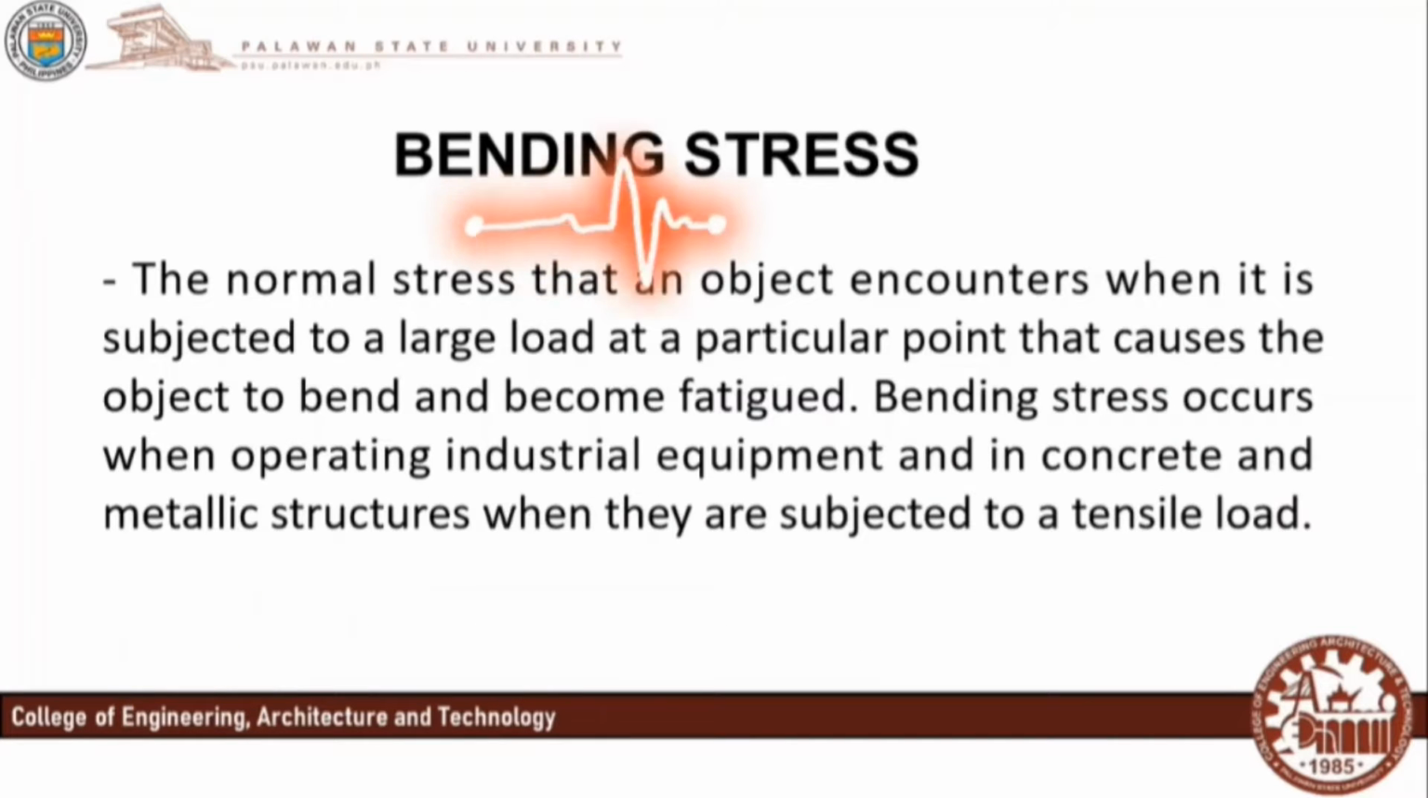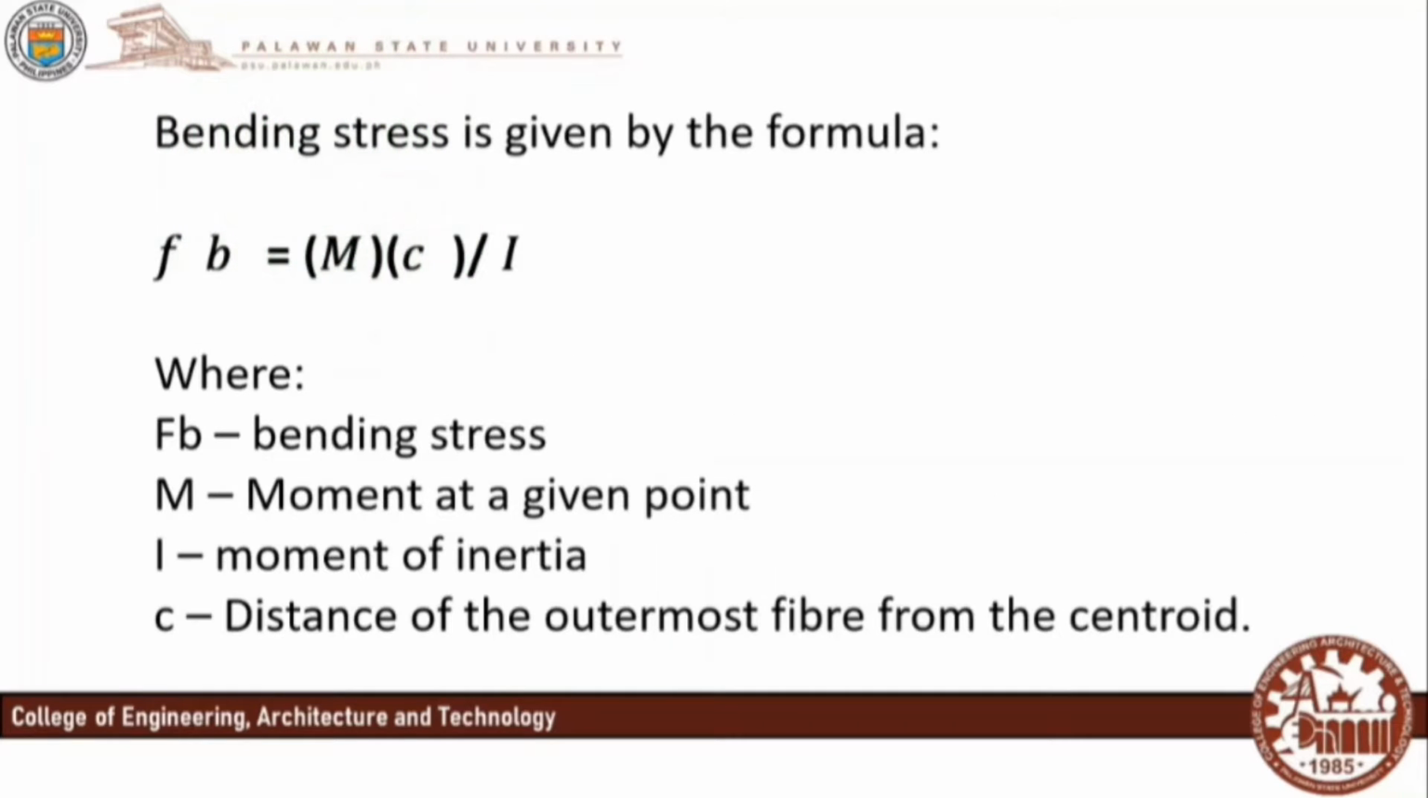Next is bending stress. The normal stress that an object encounters when it is subjected to a large load at a particular point that causes the object to bend and become fatigued. Bending stress occurs when operating industrial equipment and in concrete structures when they are subjected to a tensile load. Ito naman yung bending stress formula. FB is equal to MC over I, where FB is the bending stress, M is the moment at a given point, I is the moment of inertia, and C is the distance of the outermost fiber from the centroid.